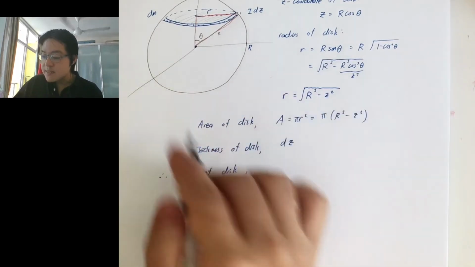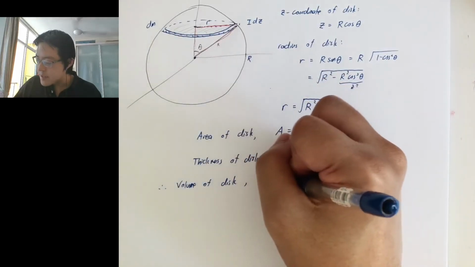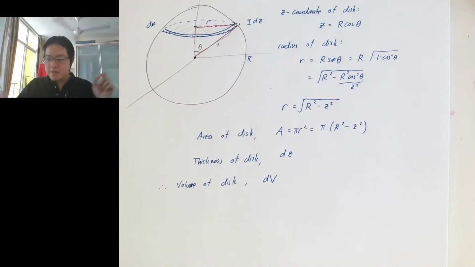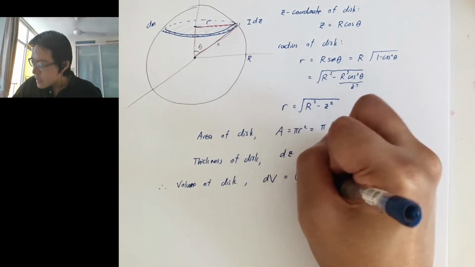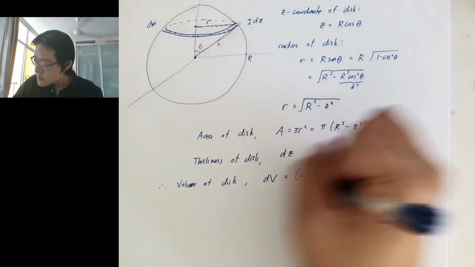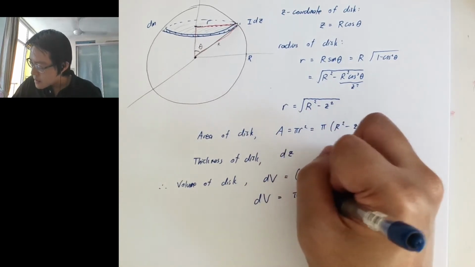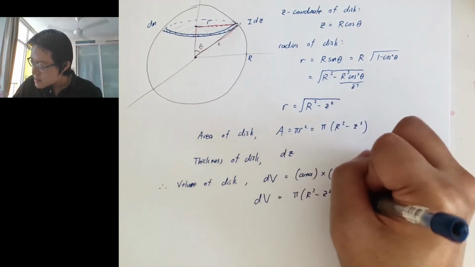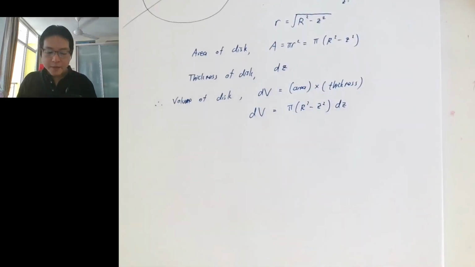Okay, so since this is an infinitesimal slice, the volume is a very tiny volume because it's so thin, right? It's almost close to zero. So it's basically just the area times the thickness. So from here we find that the area was pi (r² − z²), and then the thickness is just dz. So this is the volume element of the disk.